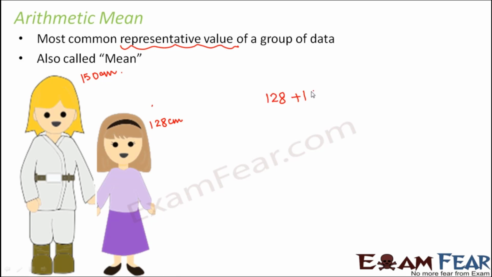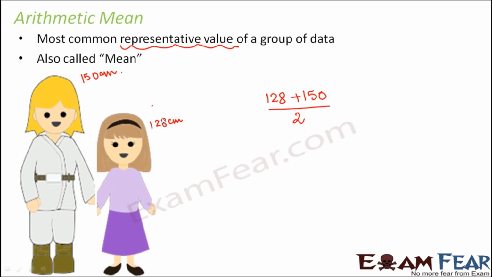The sum of their heights, that is 128 plus 150, divided by 2. So that means their total is being divided into two equal parts. That is what we assume when we talk about average. Average means if we assume that everybody got equal share, then what would be each person's share?